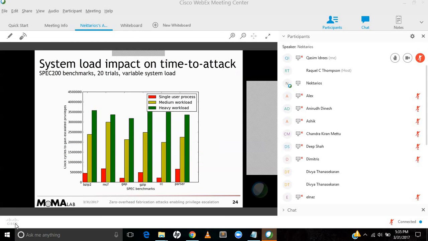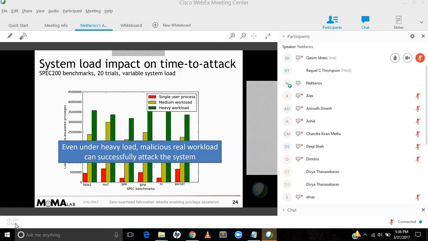And finally, this is in terms of the system load. Again, now the number increases to almost 4 million clock cycles, depending on the load of each particular process running in parallel to your attack. So even if you have a system running many processes at 100% utilization, you can still escalate privileges under 4 million clock cycles. So that's the idea that this attack even works under very heavy workload.